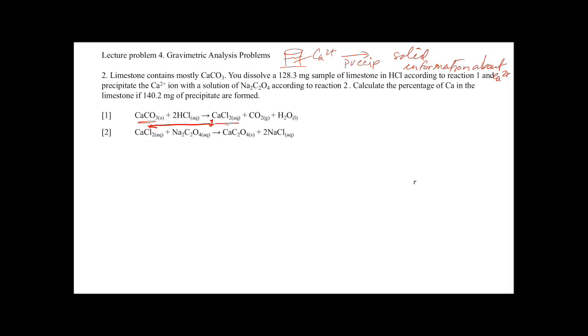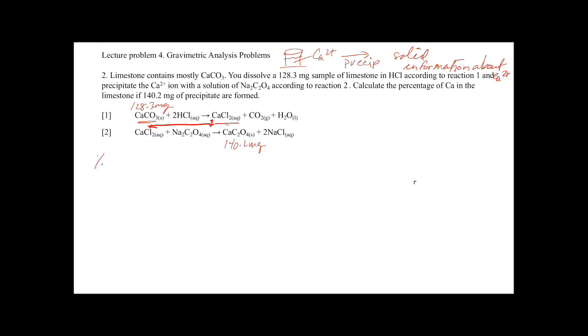Now, the end of the question says, calculate the percentage of calcium in the limestone, if 140.2 milligrams of precipitate is formed. So we're making 140.2 milligrams of the calcium oxalate, and we're starting with 128.3 milligrams of our original sample, which is a mix of calcium carbonate and other stuff. So our job is to figure out how much calcium was originally in that.